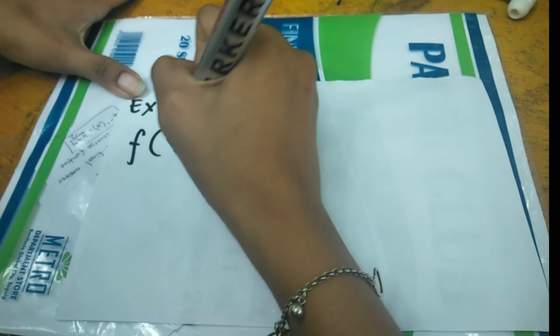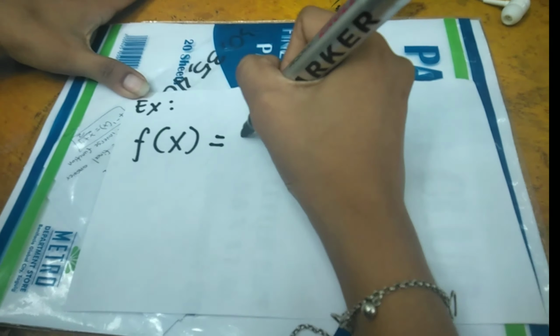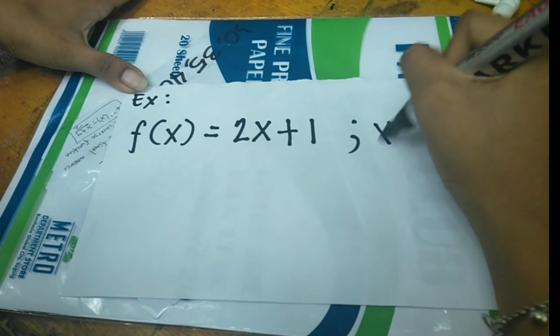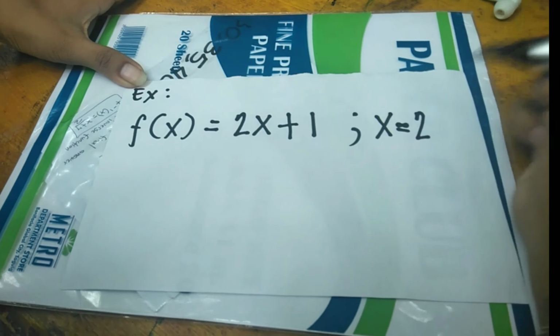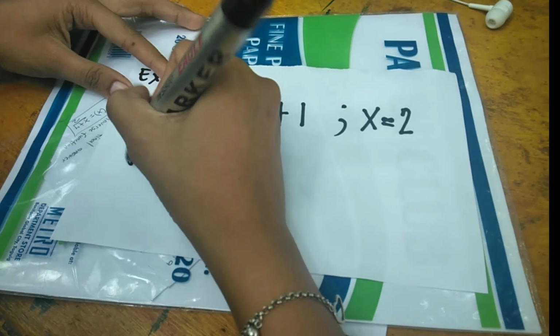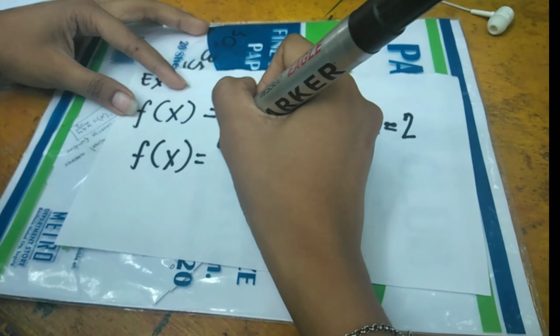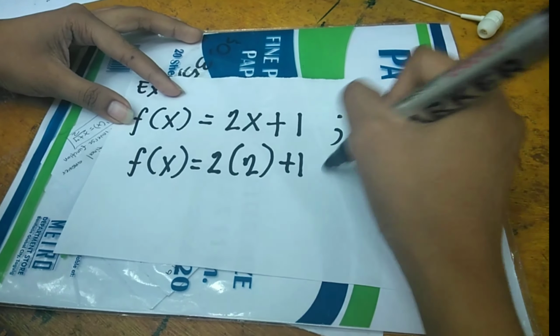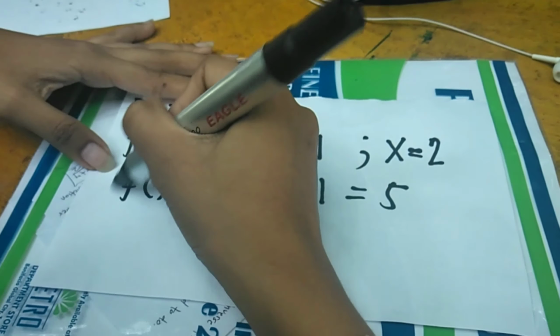For example, f of x is equal to 2x plus 1, and x is equal to 2. So the x is equal to 2 is our x, so all the x will change into 2. So f of x is equal to 2 times 2 plus 1, which is equal to 5. So that's the answer.